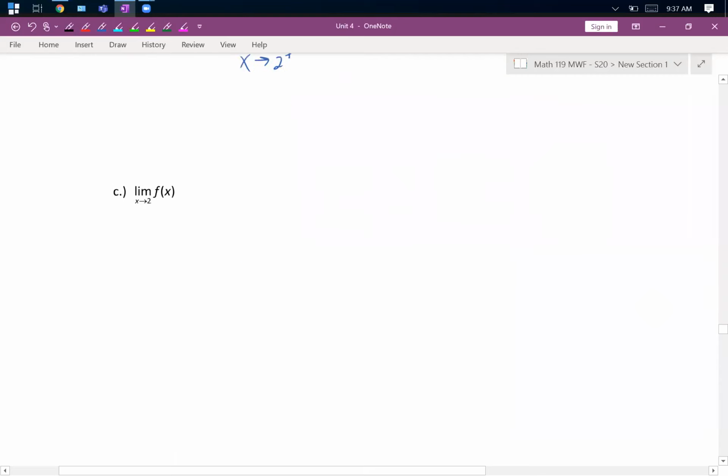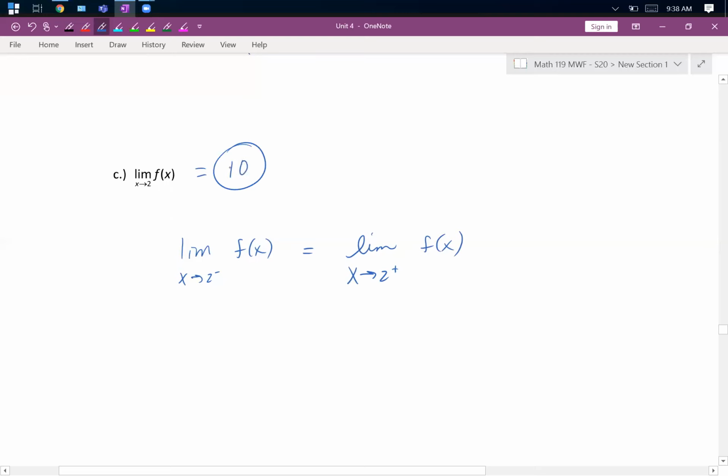And then lastly, in part C, we want to find the limit as x approaches 2 in general of f of x. So what we do here is look at our results from our left and our right side limits. If they match, then we know that the limit exists at that matching value, and if they don't match, then we say that the limit doesn't exist. Well, the limit as x approached 2 from the left was indeed equal to the limit as x approached 2 from the right. Therefore, we can say that the limit as x approaches 2 of f of x is 10.